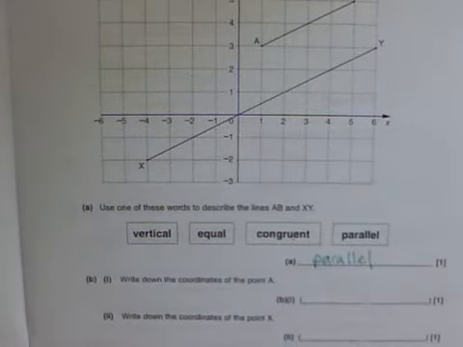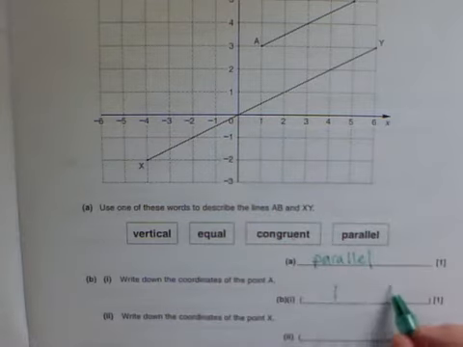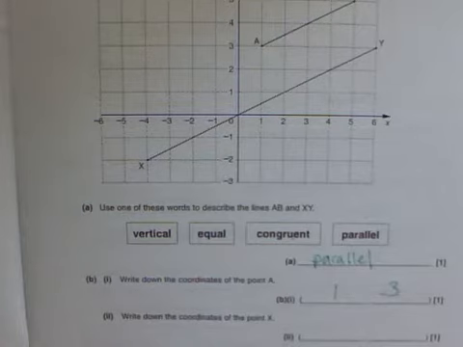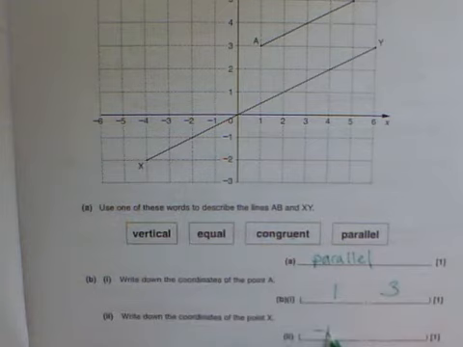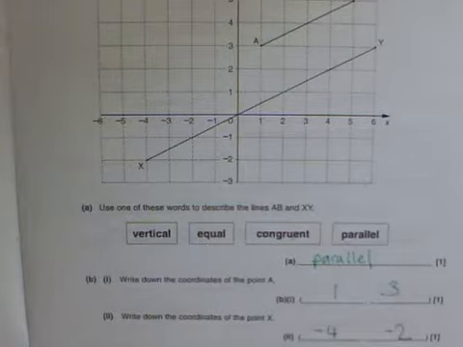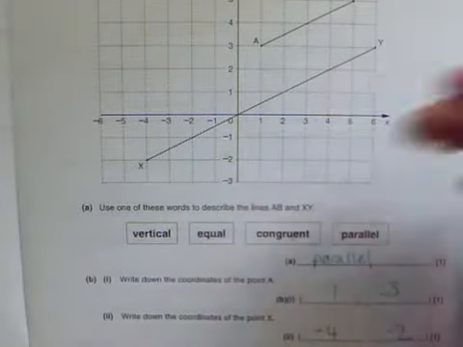Write down the coordinates of point A. A is 1 along, 3 up. Write down the coordinates of point X. So that's -4 in the x, and then 2 down, so -2 there. Write down the coordinates of the midpoint of the line AB. So the midpoint is halfway along that line.